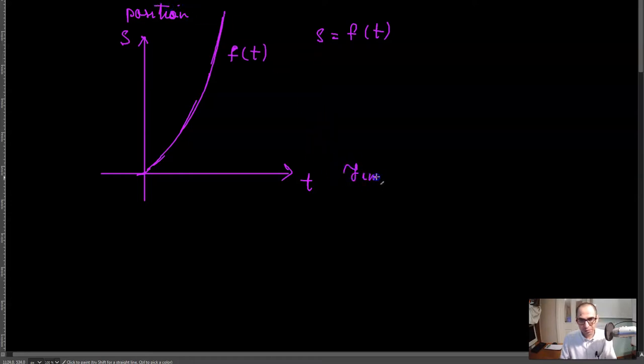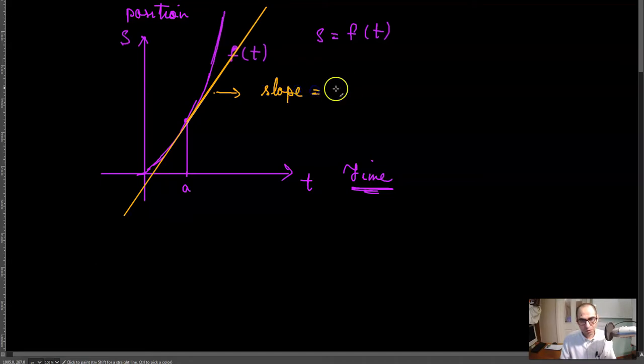Suppose that this is position and this is time, right? And this describes the motion of a particle along a straight line, for example. Then if I call this point A, at this point you could draw a tangent to the graph of the function like so, and the slope would be equal to f prime of A, right? The derivative of the function at the point A, which would be the slope of this line.